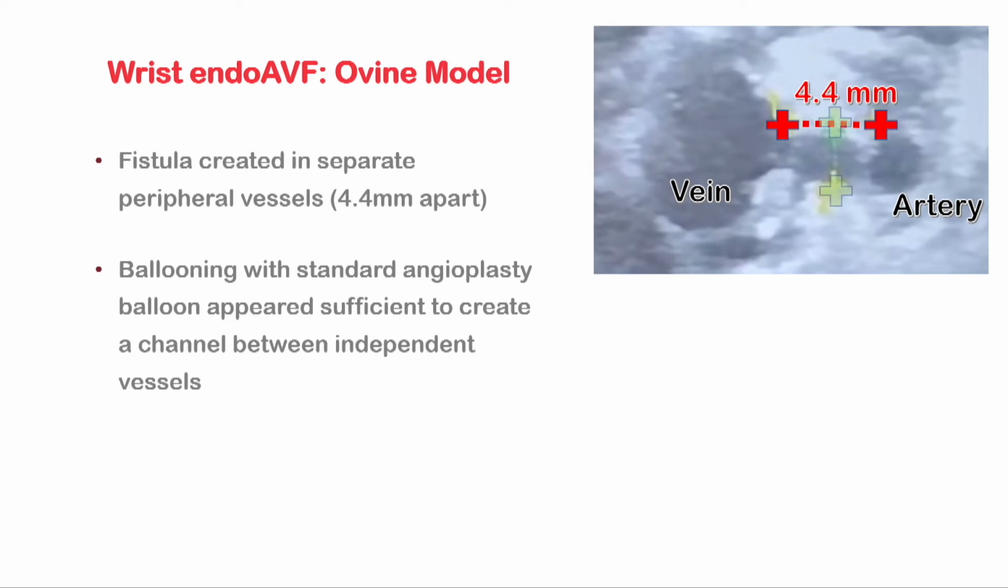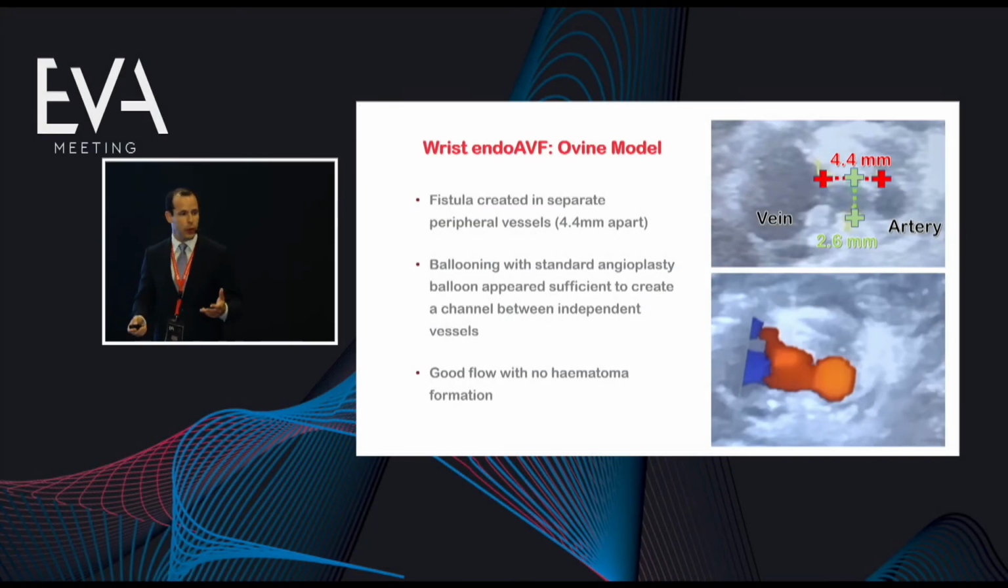with nothing else, and we created this channel which, after dilatation with a 3 millimeter balloon, was consistently just above 2.5 millimeters, and there was a very good flow with no hematoma formation whatsoever between the vessels. So the flow was sustained in this in vivo animal, and there was no significant hematoma.